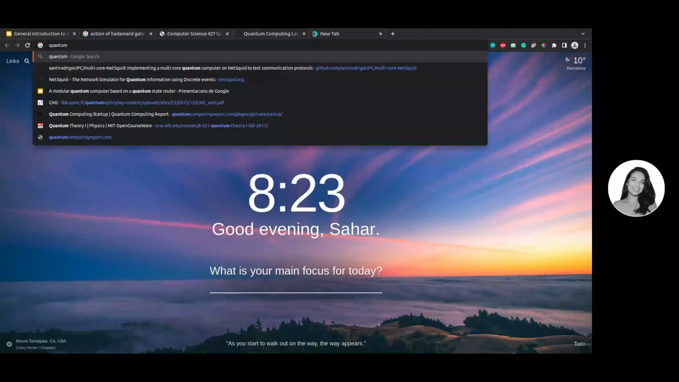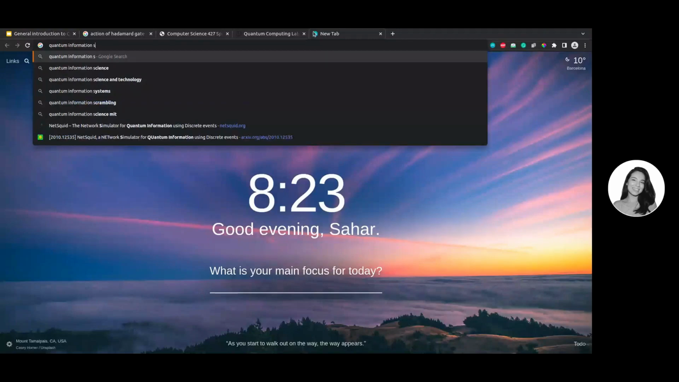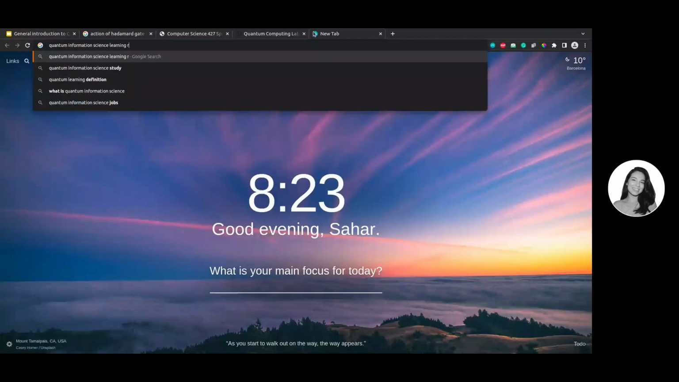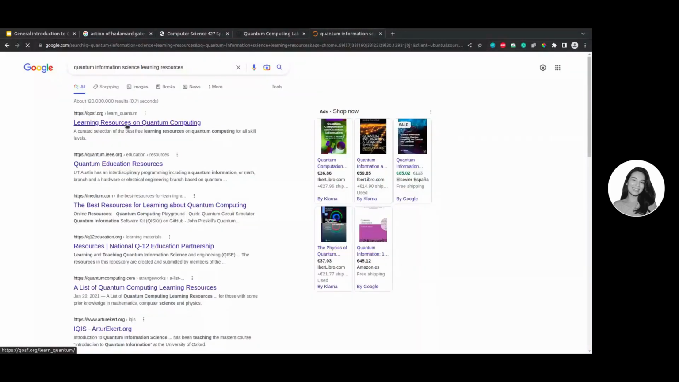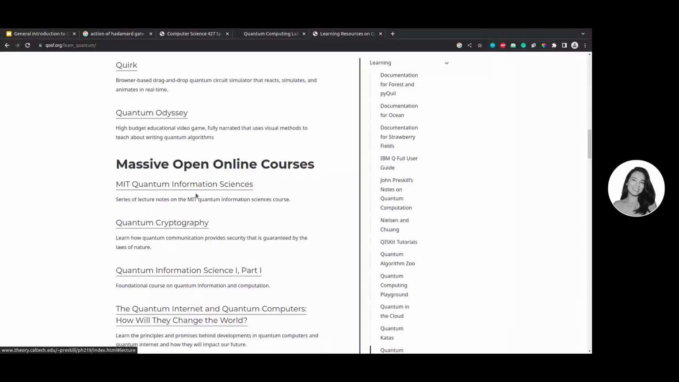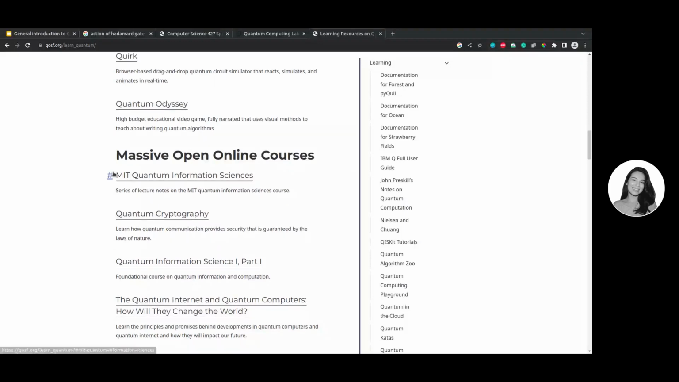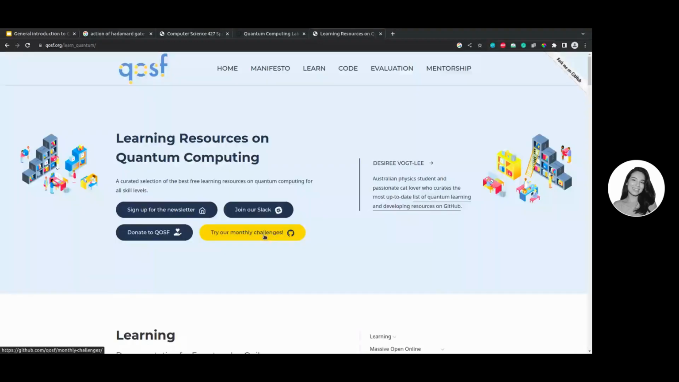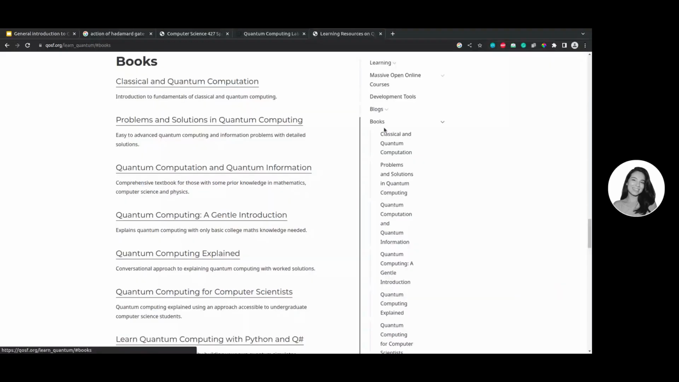Quantum information science learning resources. Yeah, there's a lot. Yes, there is the QOSF. They have a lot of learning resources, I would say, from different platforms, because there isn't only Qiskit. There are a lot of libraries for quantum computing. But the idea is that you can always find something to read, but just look for quantum information science. That's what I would say.